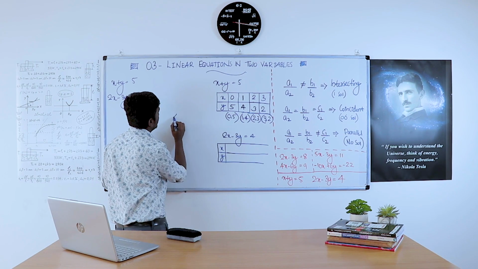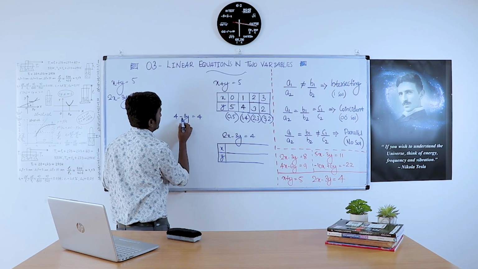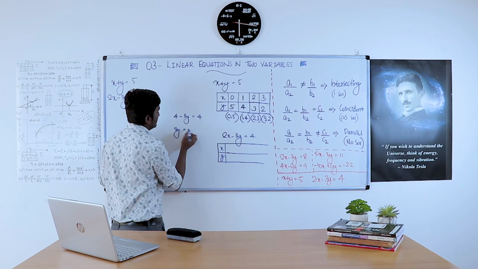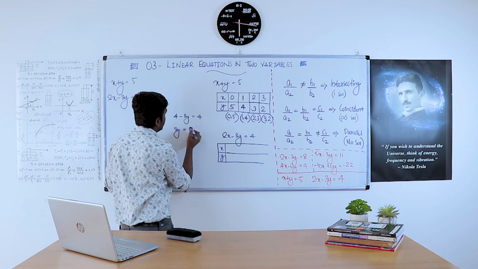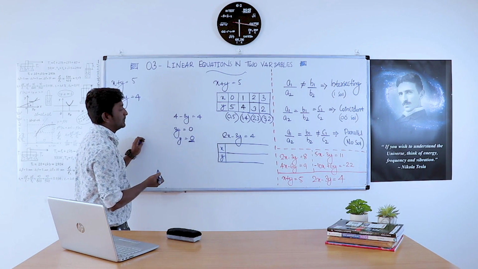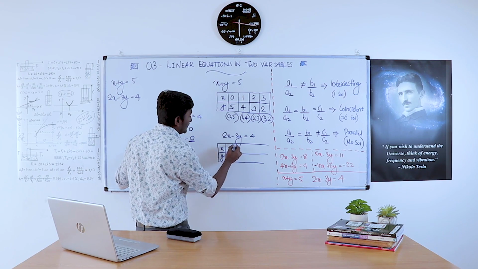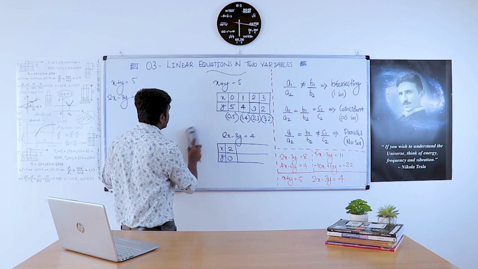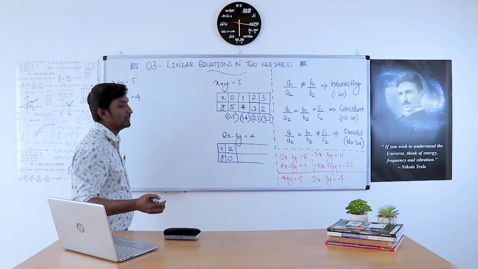What happens? 2 into 2, 4 minus 3y equal to 4. Then minus 3y goes to the right side, it becomes 3y equal to 4 minus 4, 0. So y is equal to 0 by 3, 0. So what happens? When x equal to 2, y becomes 0. So one whole number value we got. X equal to 2, y becomes 0.